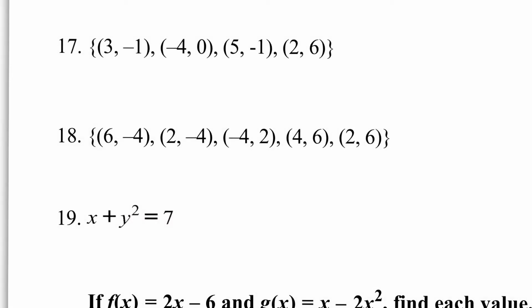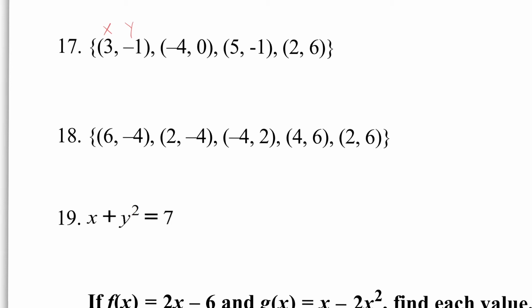17 and 18 are the same thing. You have a list of ordered pairs. It's not a table, it's not mapping, but we want to know if it's a function or not. So when you look at those points, ordered pairs, it's all about the x values. First of all, you have to know which one is your x. The first number is your x value in the ordered pair, and the second number is the y. But you only focus on the x values.